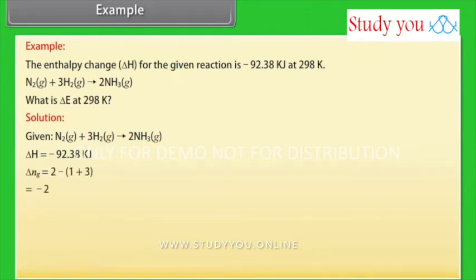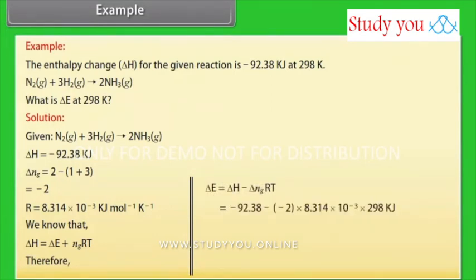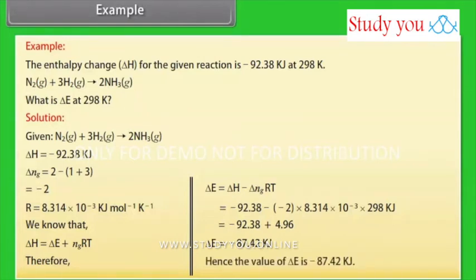Delta Ng is equal to 2 minus 1 plus 3 equals minus 2. R equals 8.314 into 10 raised to the power minus 3 kilojoule per mole per Kelvin. We know that delta H is equal to delta E plus delta NgRT. Therefore, delta E equals delta H minus delta NgRT. Now we put the values in the equation and calculate. We get the result delta E equals minus 87.42 kilojoule. Hence, the value of delta E is minus 87.42 kilojoule.